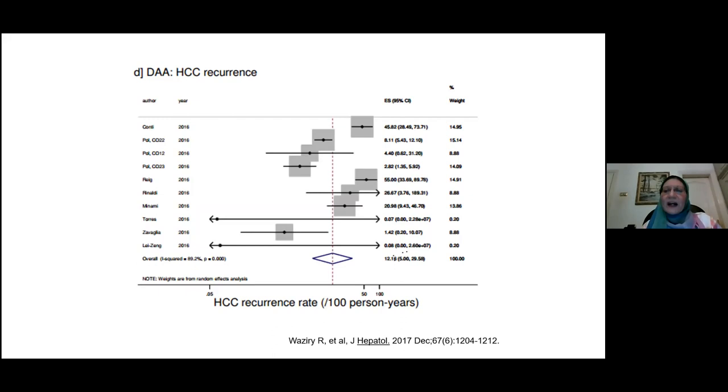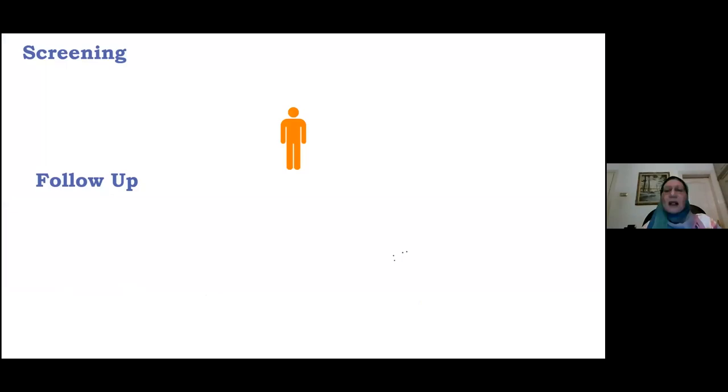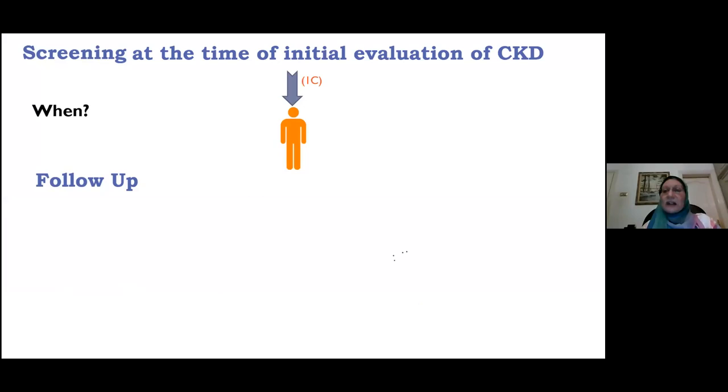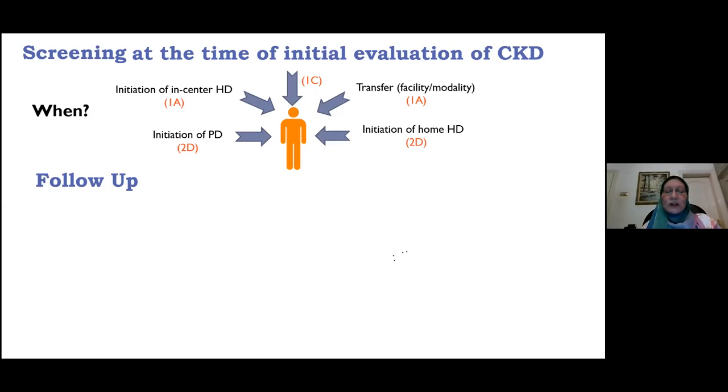Now, just before I finish, I'd like to add two points related to dialysis patients. First of all, the screening for the dialysis patients: when to screen is better at time of initial evaluation, but you have to screen at initiation of in-center hemodialysis, and of course we all do that, or a transfer from facility or modality. You can also screen at initiation of PD or initiation of home hemodialysis. You also screen when you evaluate for transplantation and when you have a new infection.